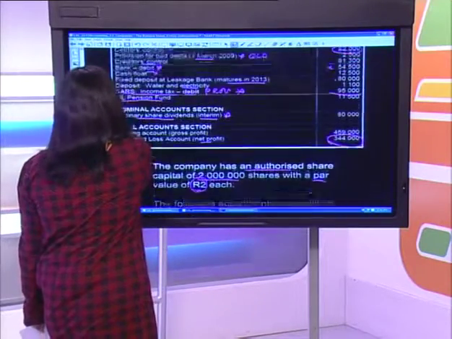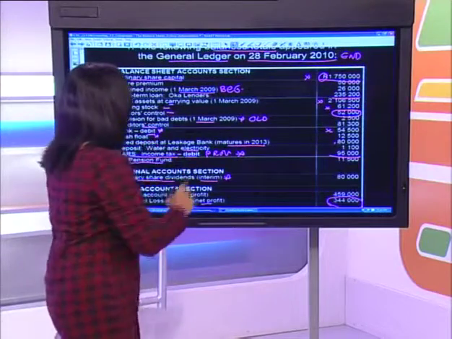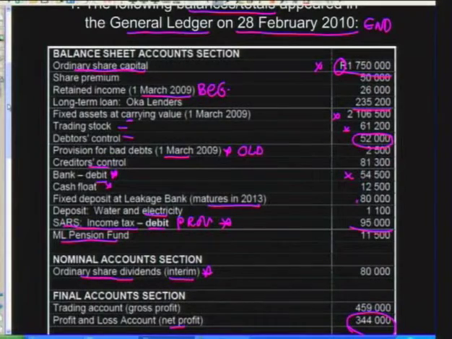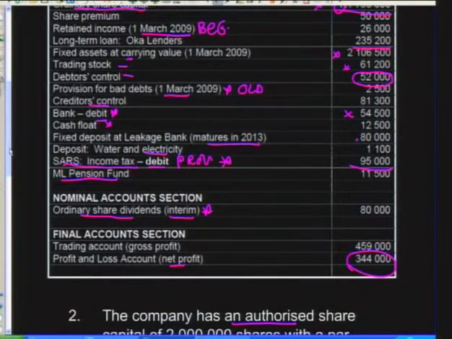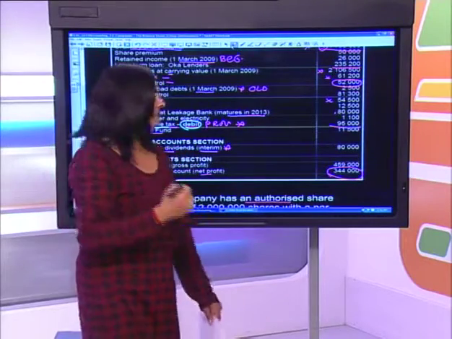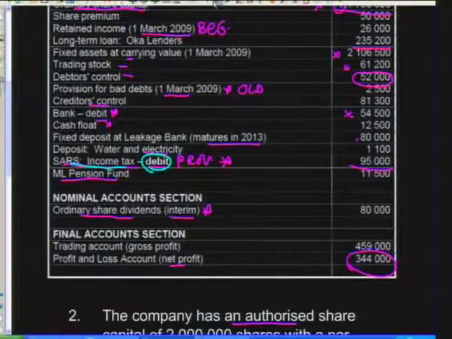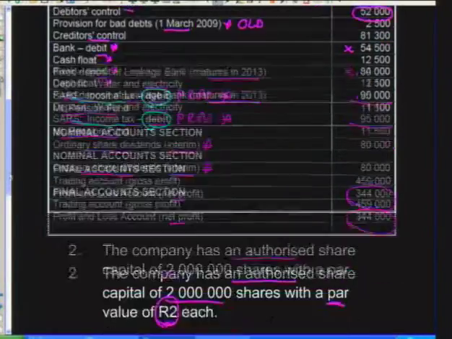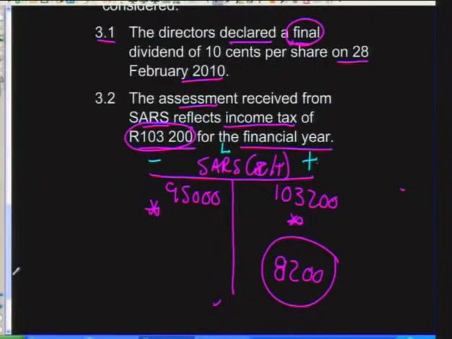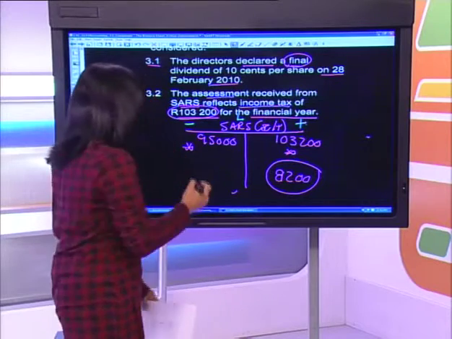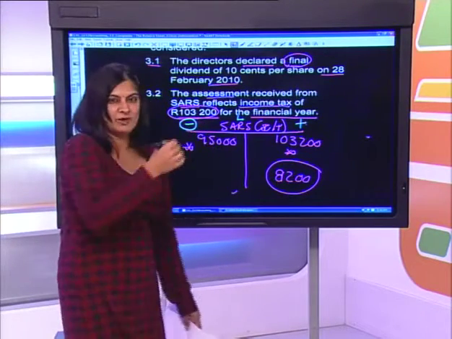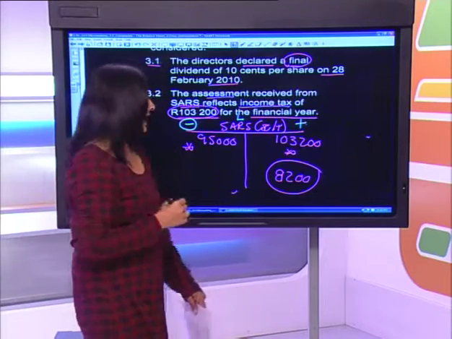Let's go through that one more time. Okay, in this general ledger, the balances given to me on the 28th of Feb 2010, and if we look at this information, SARS income tax, there's my SARS income tax, a debit balance. Debit represents payments that were made to SARS, an amount of 95,000. So that 95,000 is obviously on the debit side of this T account because it represents a payment. Remember, payments reduce your liability.